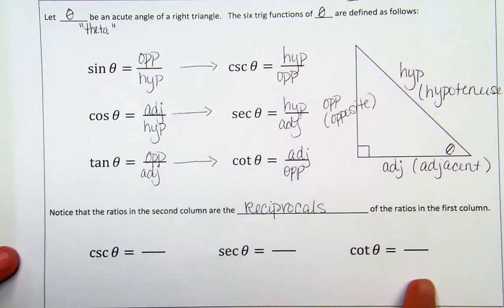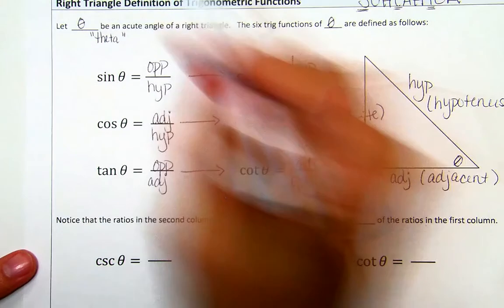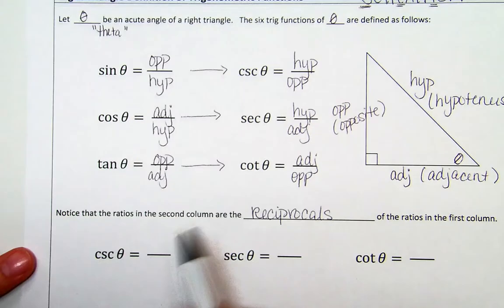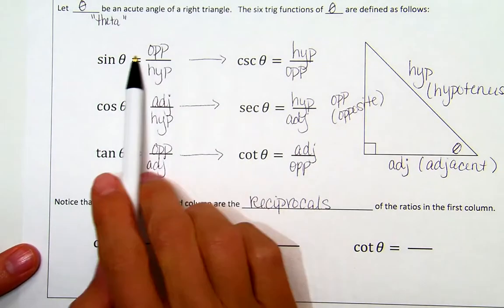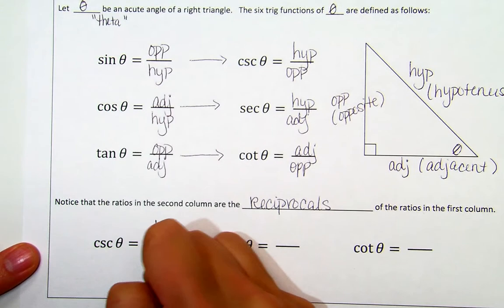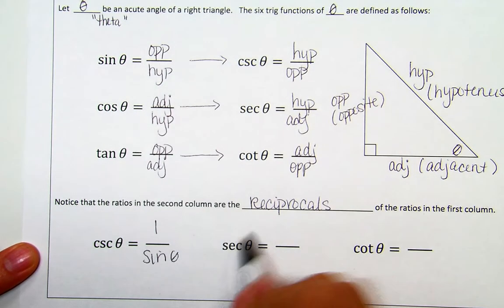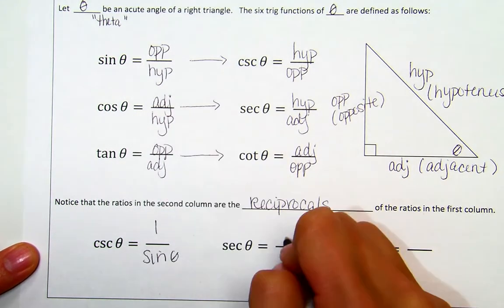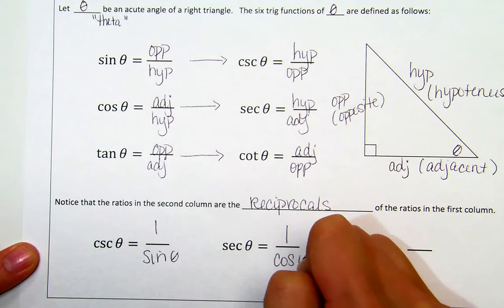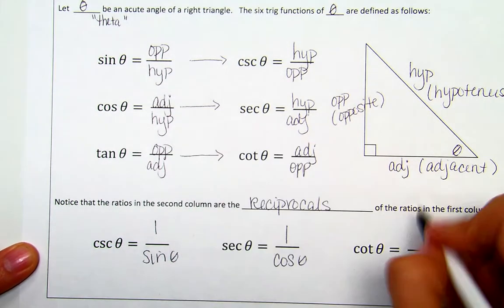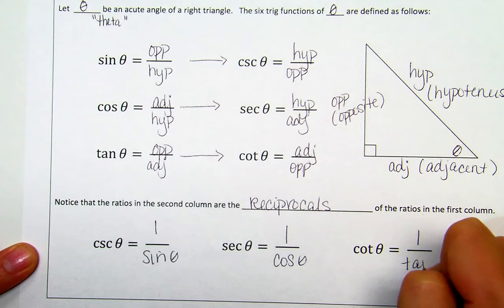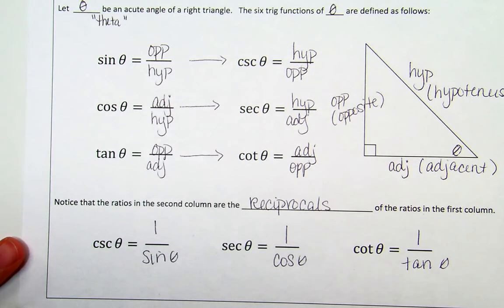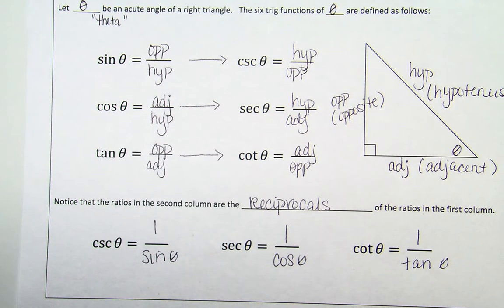So another way that we can write the second column: cosecant is really just 1 over sine. Secant is really just the reciprocal of cosine, so we can write that as 1 over cosine. And cotangent is just the reciprocal of tangent, 1 over tangent. This will come in handy down the road, but ultimately making sure that you understand the relationship between the 2 columns and how they're all related to the right triangle is the most important piece.